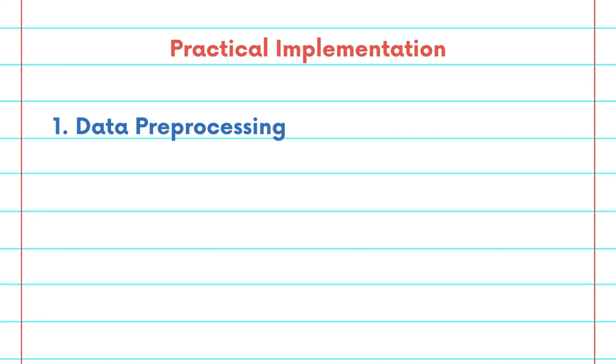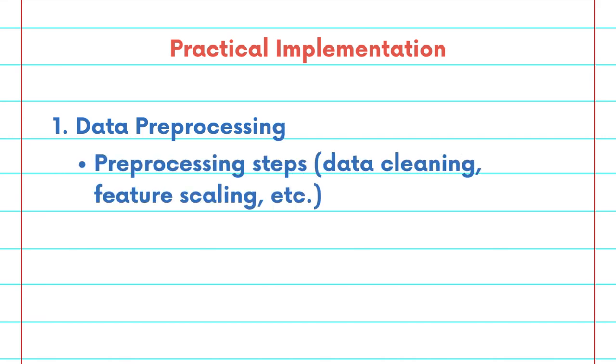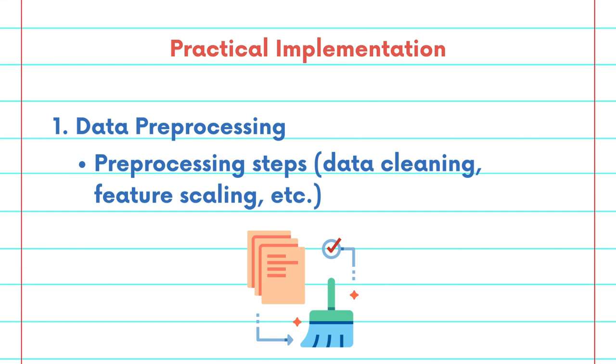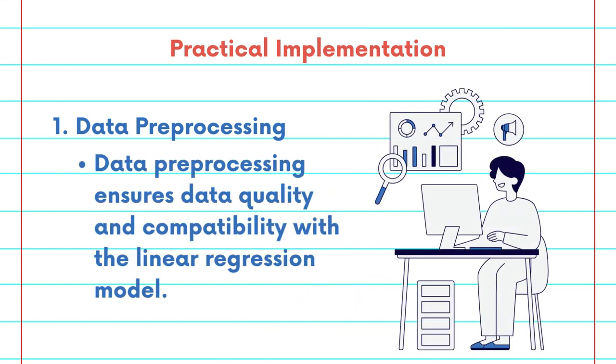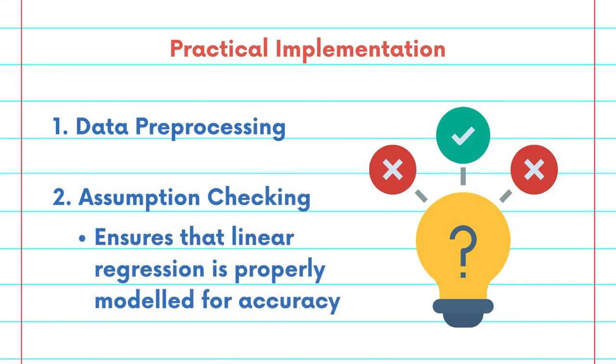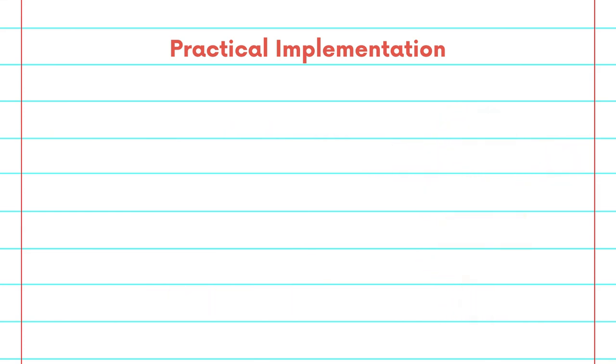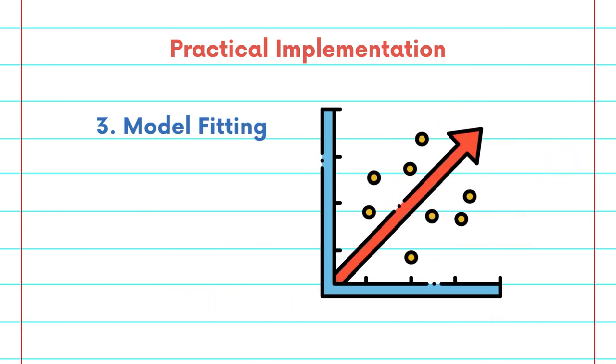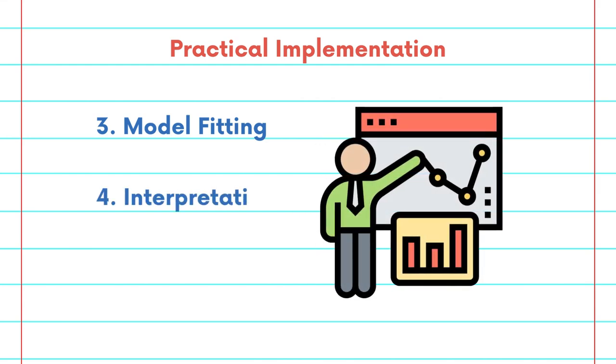In general, we want to perform firstly some preprocessing steps, including data scaling and data cleaning, etc. Those steps are very important to ensure that our data are in a clean format. And we also want to perform some assumption checking. That could help us to ensure that our linear regression is the proper model and can perform appropriately. After we have the clean version of the data, we will fit the model. And once we have the fitted model, we can perform some model interpretation and also evaluate the model with the metrics.